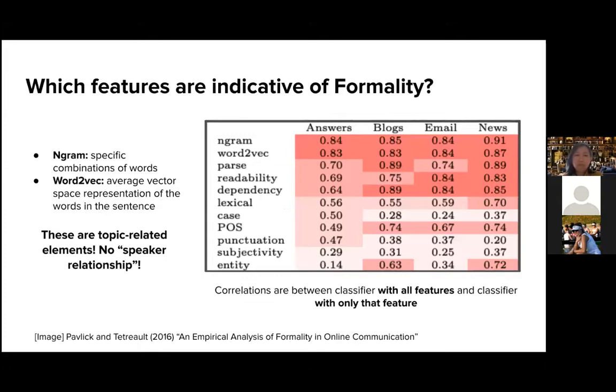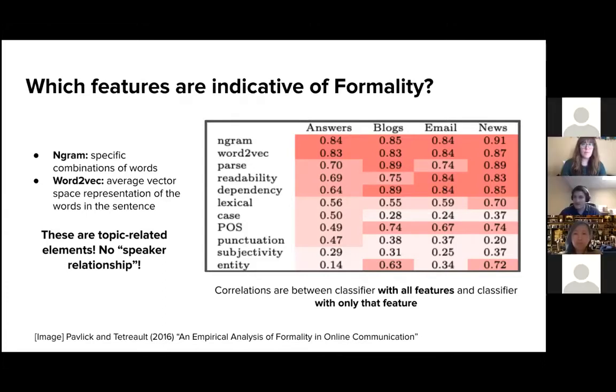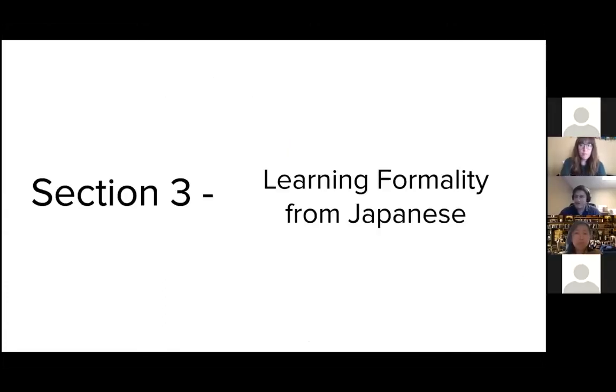So let's take a look at what features are indicative of formality by this classifier. We see that n-grams, which are just sequences of specific words, and word2vec, which like I mentioned is the meaning of the word in a vector representation, are the two most indicative features for formality. Both of these features are topic related elements. They're about the meaning of the sentence, and they're not about the relationship between speakers, or I should say they're not stylistic elements, they're semantic elements. This is bad, as we've previously established. So how should we fix this?